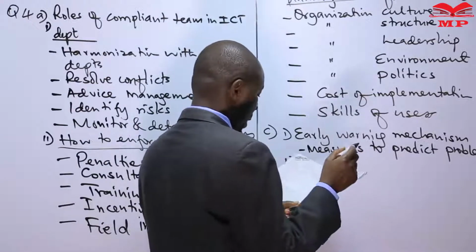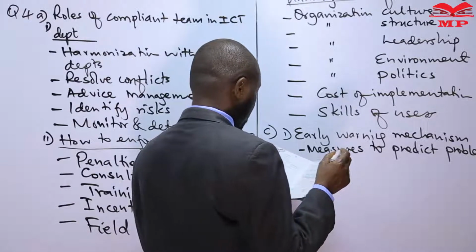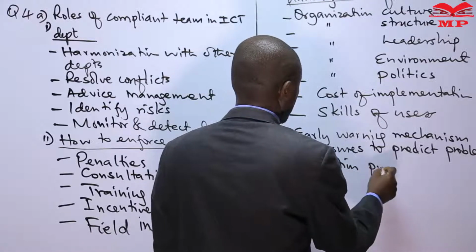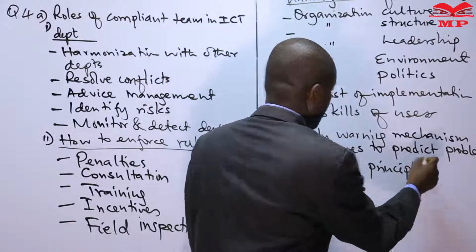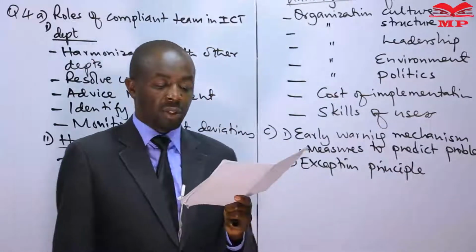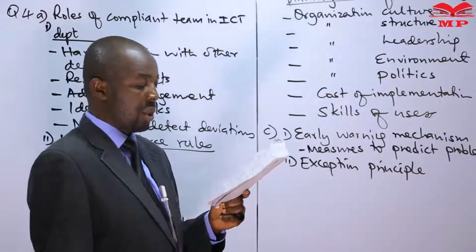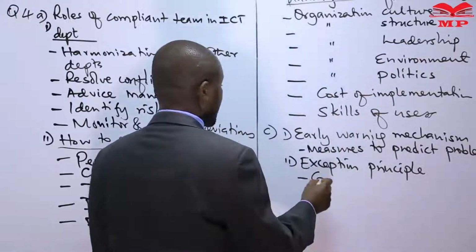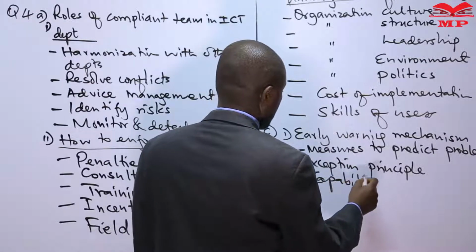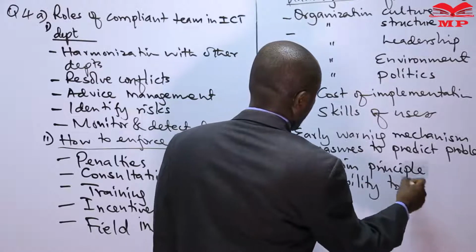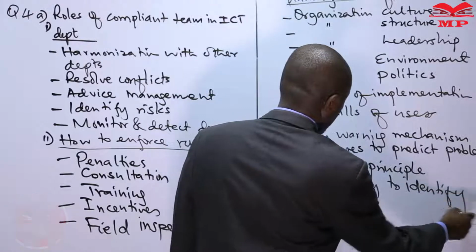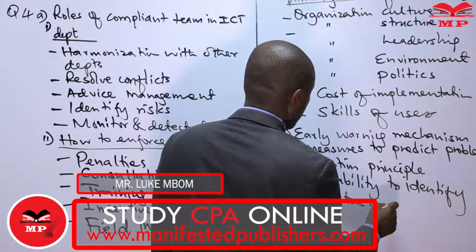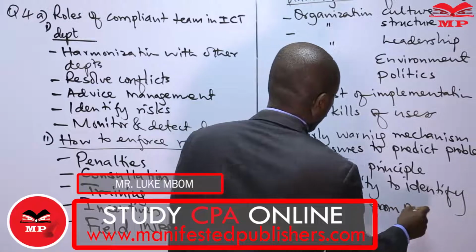When we look at the other part, exception principle. In MIS, exception principle refers to the ability of MIS to identify deviations from performance standards. So we are looking at capability to identify deviations from performance standards.